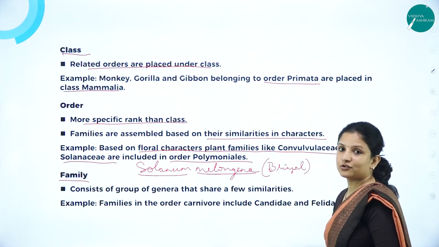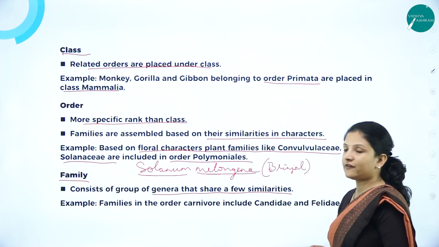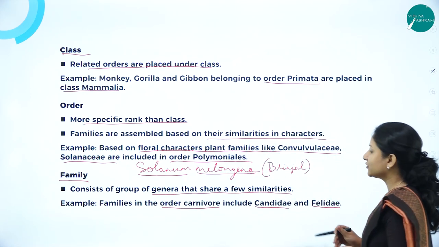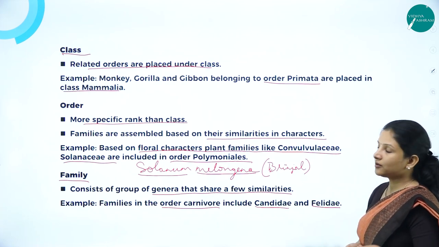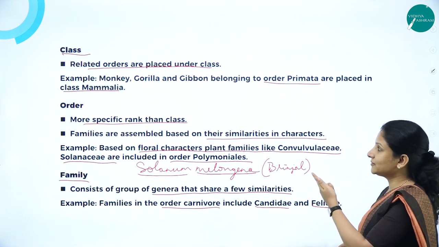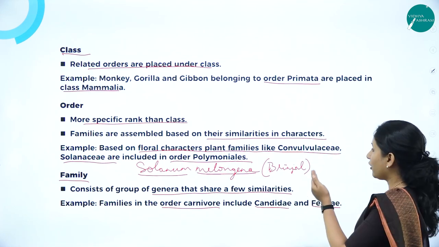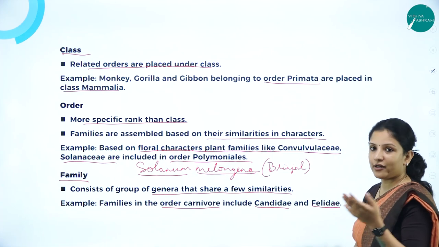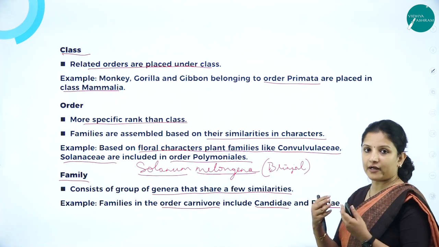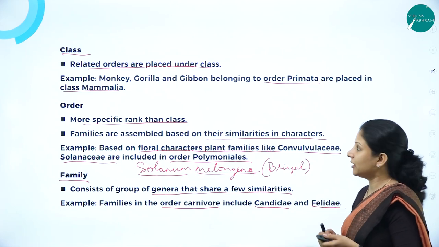A family consists of a group of genera that share a few similarities. For example, families in the order Carnivora include Canidae and Felidae. I'll go in order, giving you one particular example. Kingdom Animalia, phylum Chordata, class Mammalia, order Carnivora, family Canidae or Felidae. If it is a cat or a dog, family Canidae or Felidae. Hope you have understood. Like that, they go on making the group smaller and smaller based on similar characteristics.